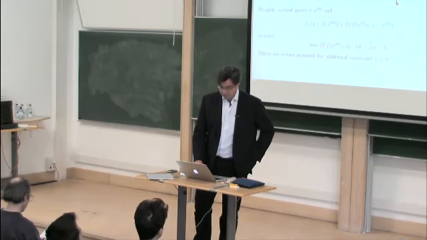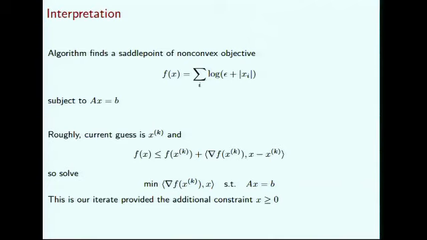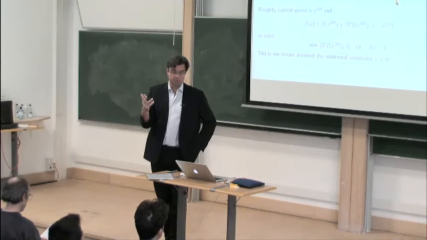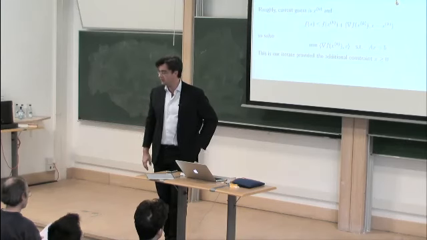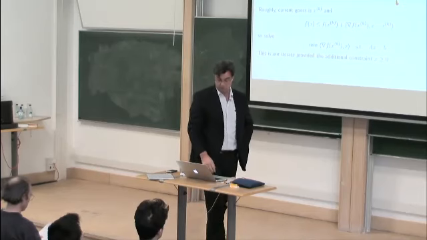Okay, so maybe I'll skip this. I mean, basically, if you analyze what I'm doing, I'm trying to find a saddle point of this log function. So really what the algorithm tries to find is the local minimum of the sum of the log of epsilon plus the absolute value of x_i, subject to Ax = b. And of course, this is minimizing a concave function, which is impossible. But it tries to find a local minimum. And if you have a good initial start, then you'll see that the solution is usually very good.